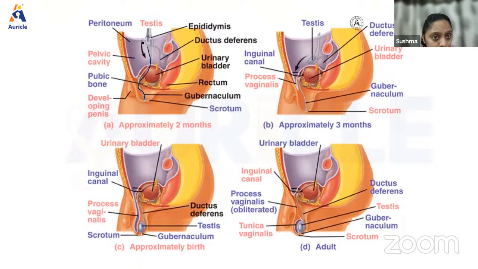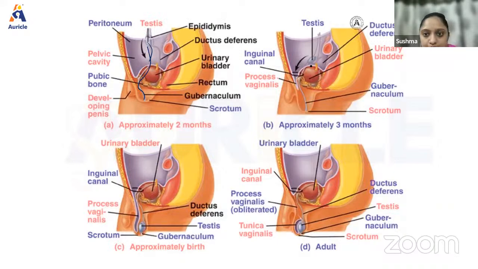The testis is present over here. So the gubernaculum is like a guide wire. It is leading the testis. Okay, you come here now, then come into the inguinal canal, and now it is entering the scrotal area, which is covered by the tunica vaginalis.